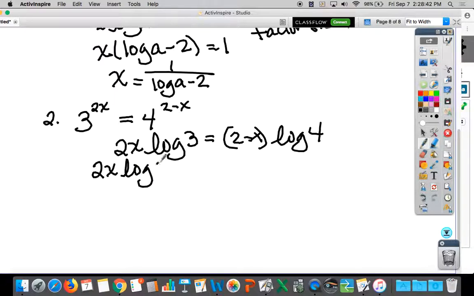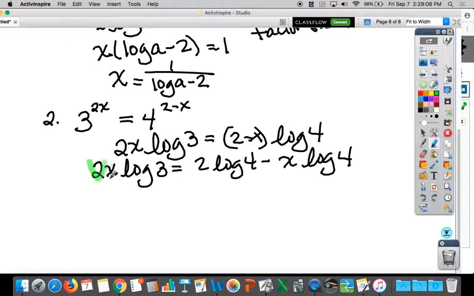And there are multiple approaches. I'm going to distribute. So I'm going to get 2 log 4 minus x log 4. Now, what did I just tell you about the last problem? We're solving for x, so that means I need to get all x terms together and then all non-x terms together. So tell me an x term.